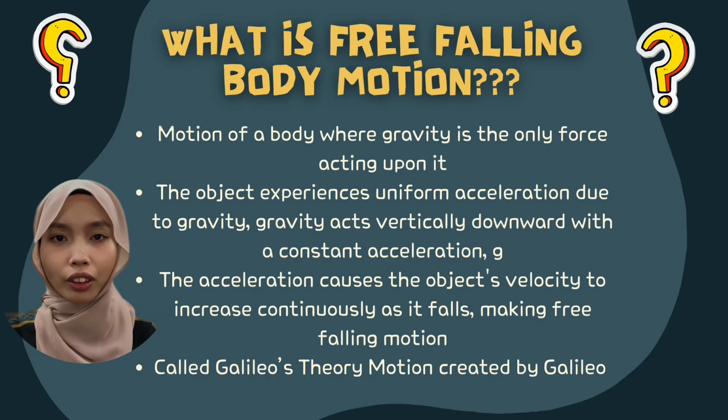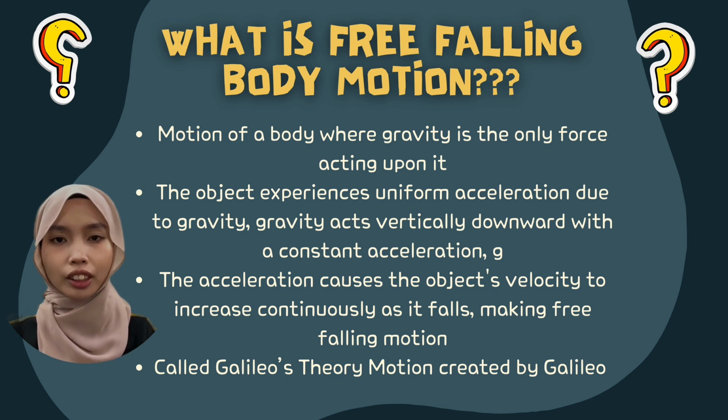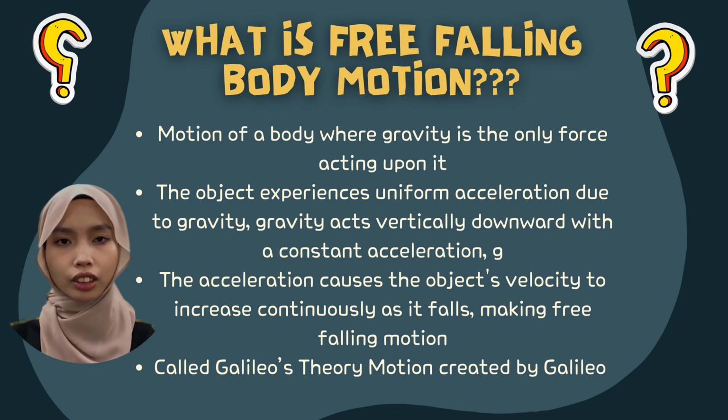What is free-falling body motion? Motion of a body where gravity is the only force acting upon it. The object experiences uniform acceleration due to gravity. Gravity acts vertically downward with a constant acceleration. This is also known with the variable g. The acceleration causes the object's velocity to increase continuously as it falls, making free-falling motion. This is also called Galileo's theory of motion, created by Galileo.